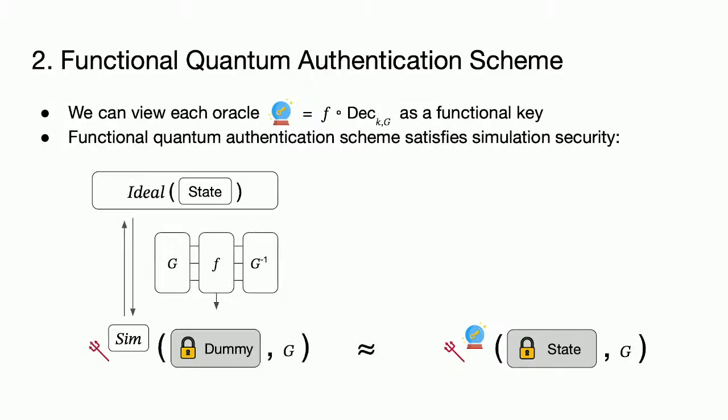So in more detail, our simulation security requires that the real world is indistinguishable to the ideal world, where in the ideal world, the adversary is only given the encryption of a dummy state and the basis G, and also oracle access to a simulator. And the actual state is held by an ideal functionality who computes F in the G basis honestly upon being queried by the simulator and replies to the simulator with the function output only. So under this definition, our simulation security says that the adversary can only learn information that is being granted by the functional keys and nothing more.